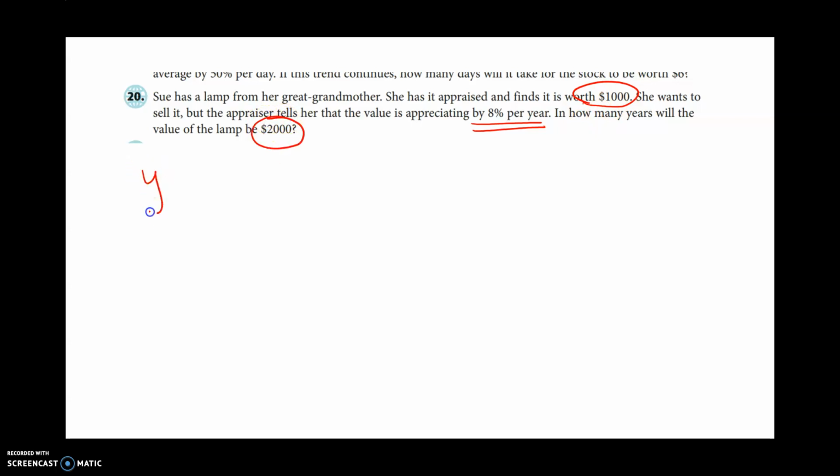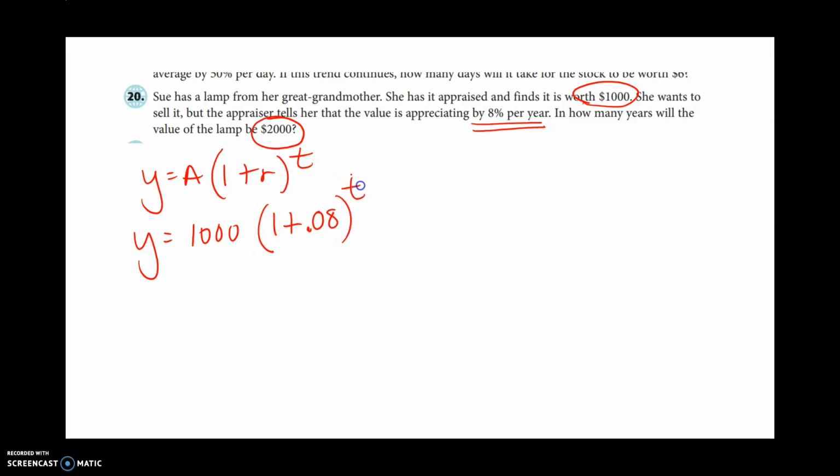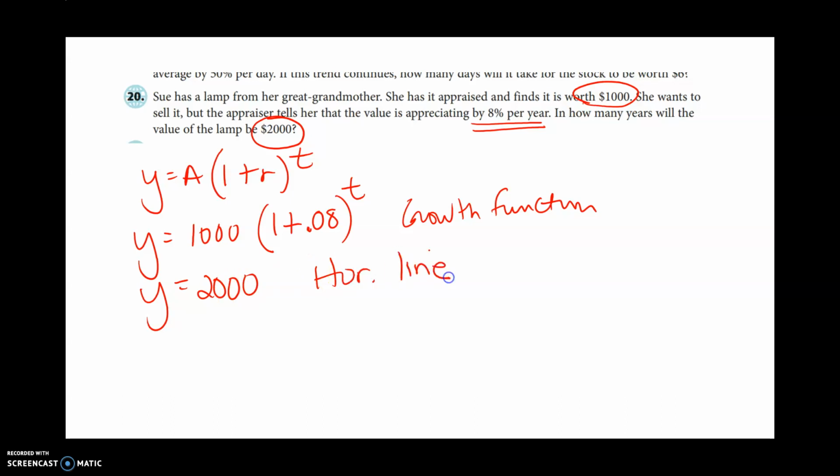So the growth equation, when we have something that's appreciating in value, looks like this, where A is the original value, right? And it's going to grow at a rate of 8% in decimal form per year. So here's the growth function. When will the value of the lamp be 2,000? So here's our good old horizontal line that we're going to graph, and we're going to find an intersection.